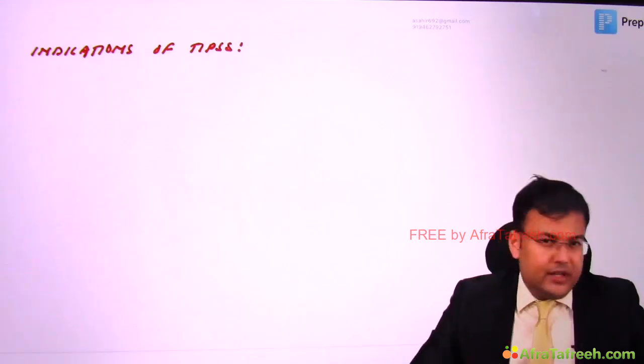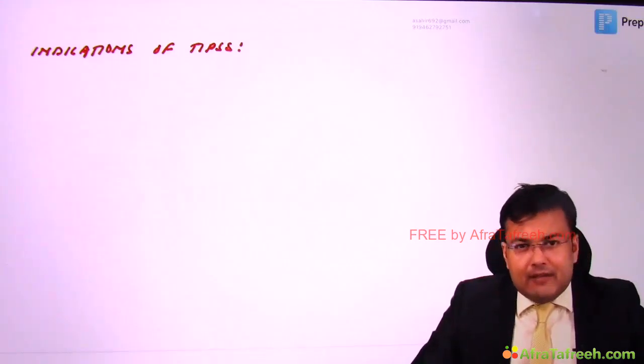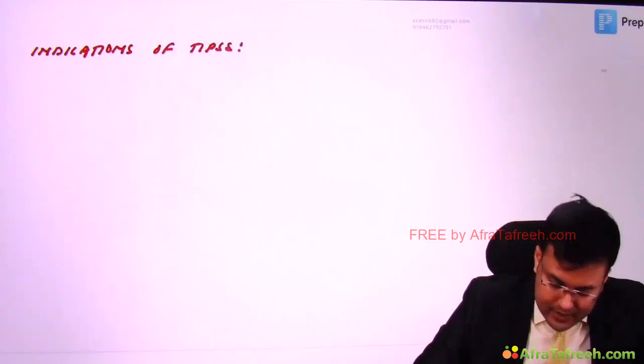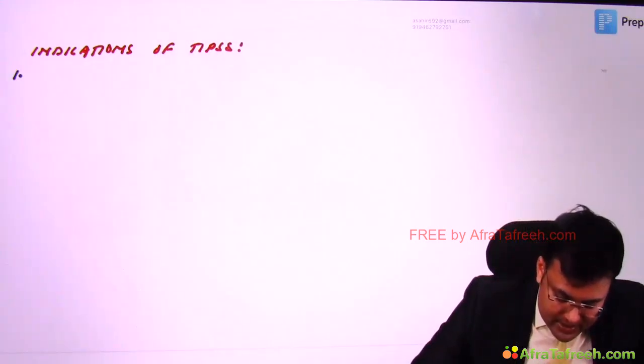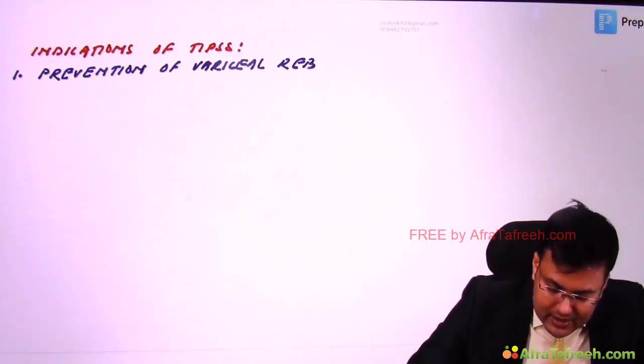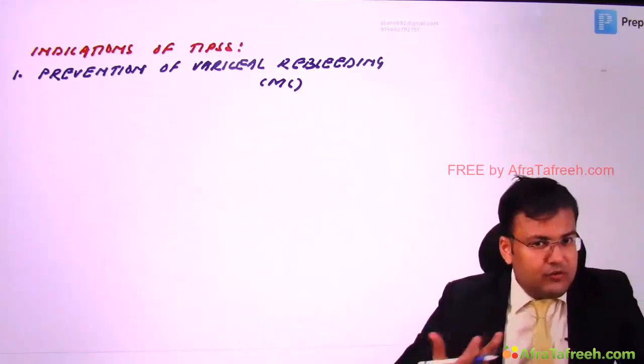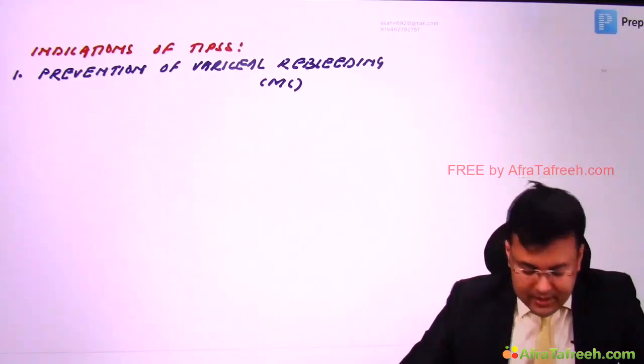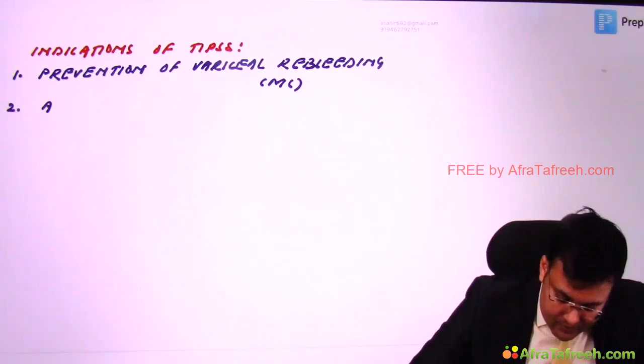The most common indication of TIPS is prevention of variceal rebleeding, right? And we discussed that if it's difficult to control acute variceal bleeding by endoscopy, we can go for TIPS. So the second indication is acute variceal bleeding.